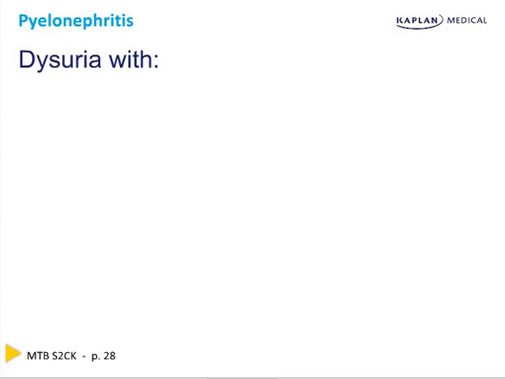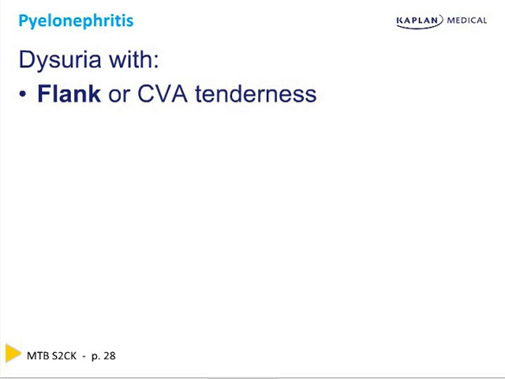Dysuria also occurs with pyelonephritis. Frequency, urgency, burning when you urinate, and dysuria. Well, then how are you going to know the answer? Most likely diagnosis is pyelonephritis. Well, it has to have flank, CVA tenderness, your sides. That's where your kidneys are. They're up underneath those ribs there and towards your back.